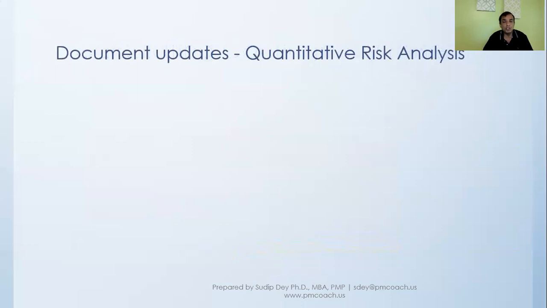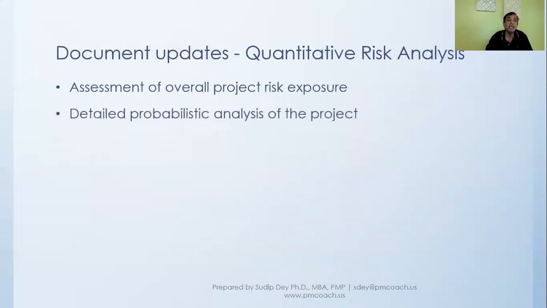Now, this particular process, quantitative risk analysis, when we do all these different numerical analyses, it'll come up with different updates, different documents. For example, things like assessment of overall project risk exposure. This will be one of the outputs that we'll get out of it. Detailed probabilistic analysis of the project, and it will also tell us a prioritized list of individual project risks.